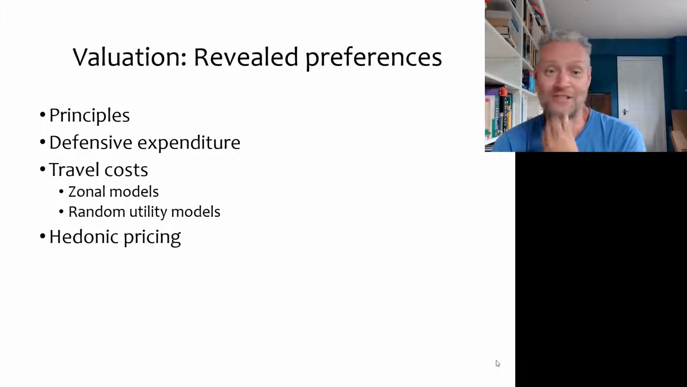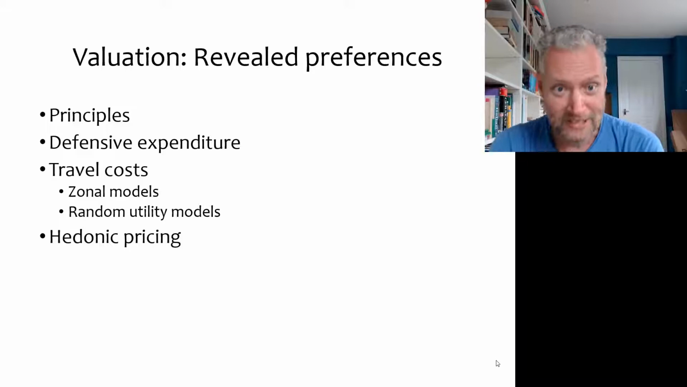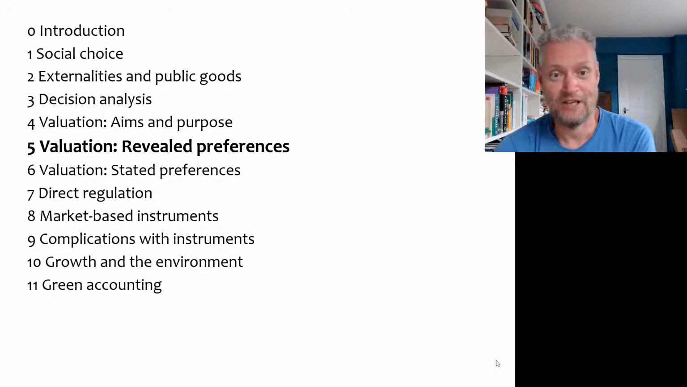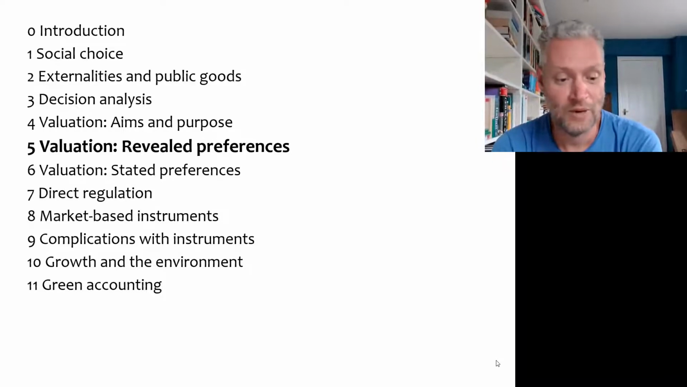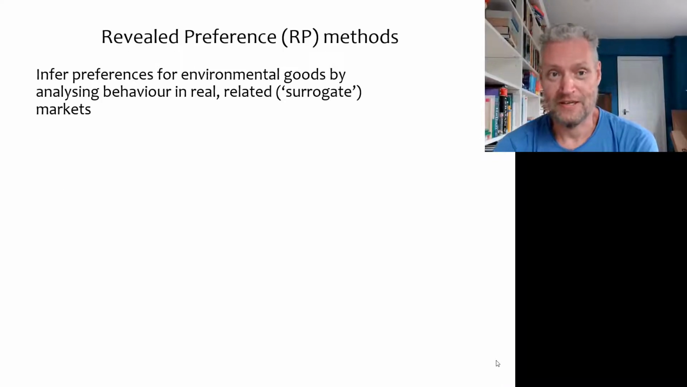And in revealed preferences, I'm first going to look at the principles, and then at the three main methods: defensive expenditure, trouble cost, and hedonic pricing. This is where we are in the sequence. We're about halfway. Let's look at the principles behind revealed preference methods.